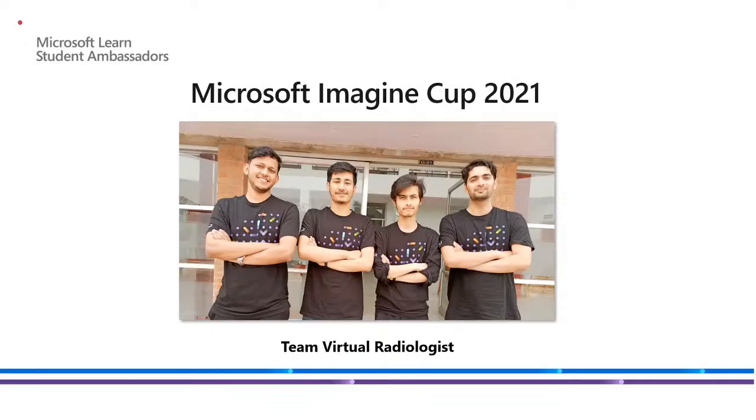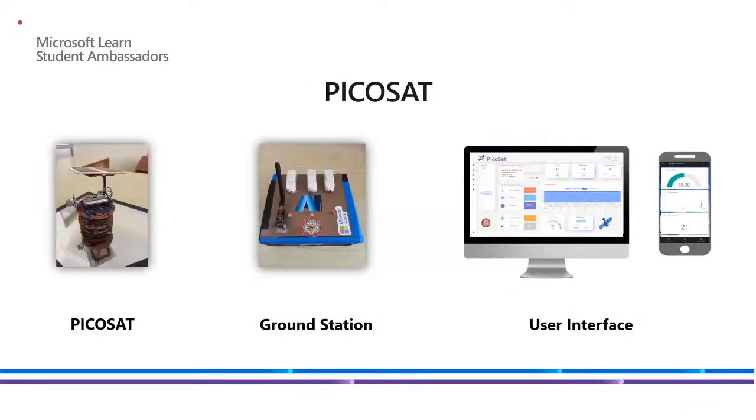And if you ask me how I learned about Power BI, we were selected in the World Finals of Microsoft Imagine Cup 2021 in the category Earth, where our team Virtual Radiologist presented our project Picosat. Picosat is a miniature version of an environmental satellite which gives information about different environmental parameters like humidity, dust, pollution level, temperature, etc. The huge amount of data collected from our satellite was difficult to show visually, and in this case, Power BI was really helpful. So we analyzed our data and displayed it with the help of Power BI.